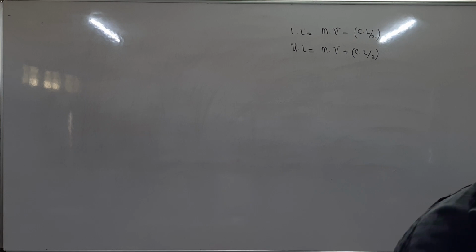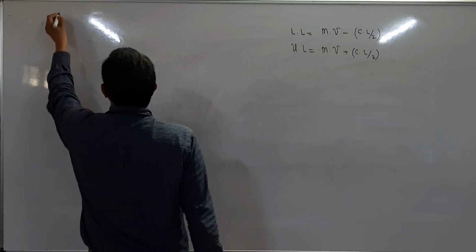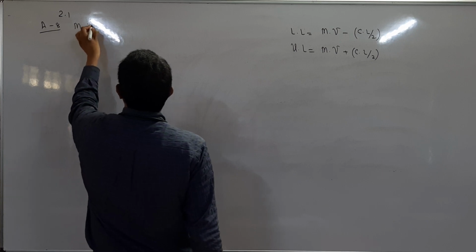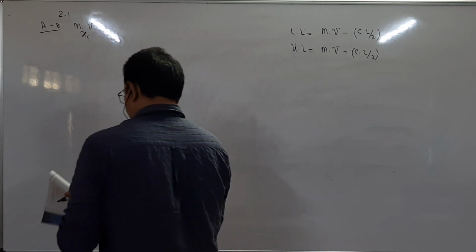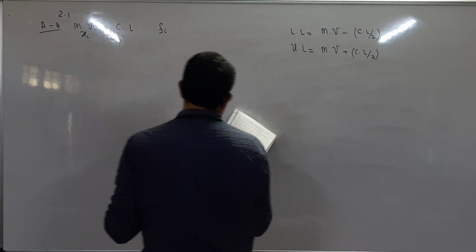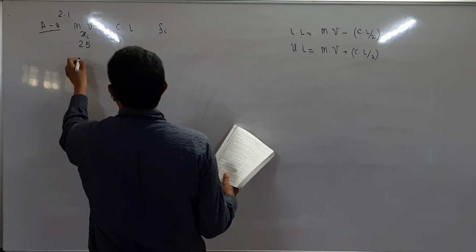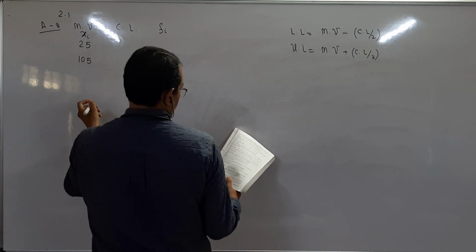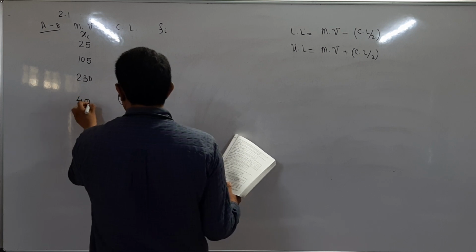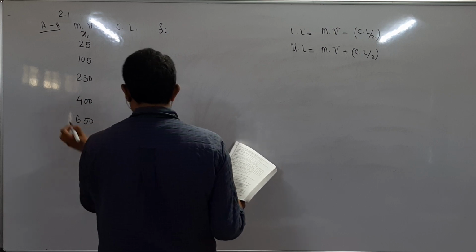So students, we have to be very careful. Okay, let us note down the given information. Answer: mid values xi are given. Then let us note down class length and then fi. Okay students, the mid values are 25, 105, 230, then 400, okay, then 650, and then 900.